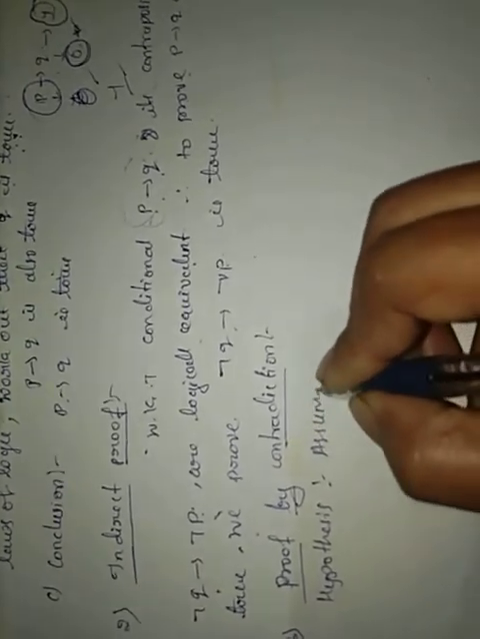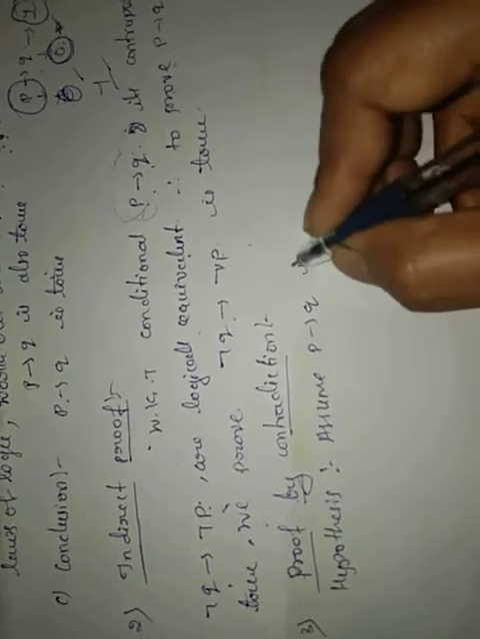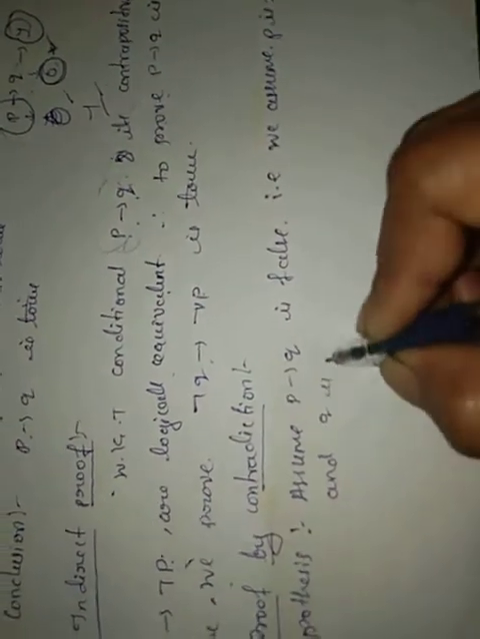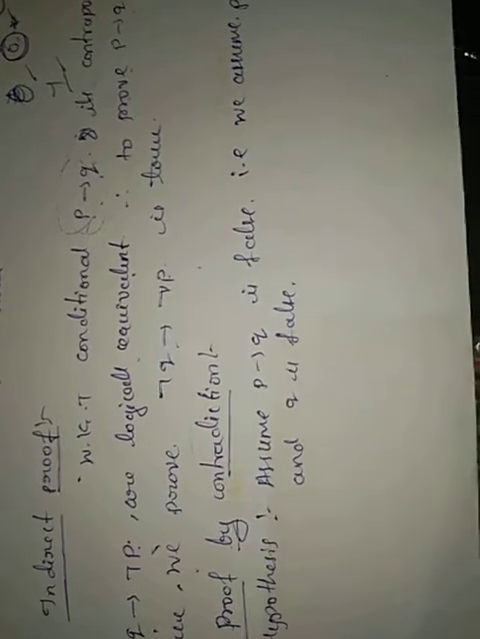Here also the first step is the hypothesis. In the hypothesis, assume P implies Q is false. In the method of contradiction, first we have to assume that P implies Q is false. That is, we assume P is true and Q is false.